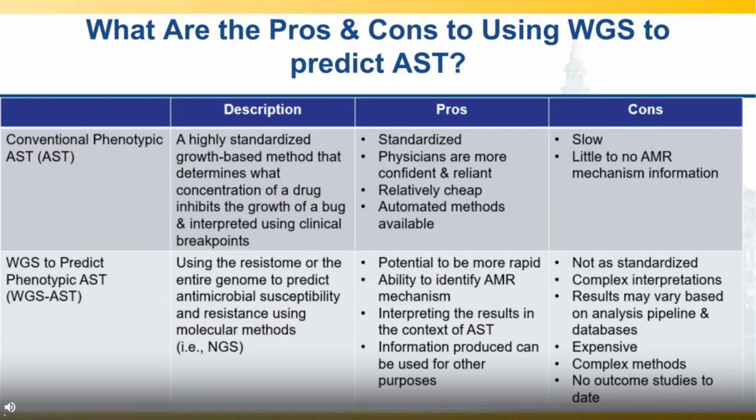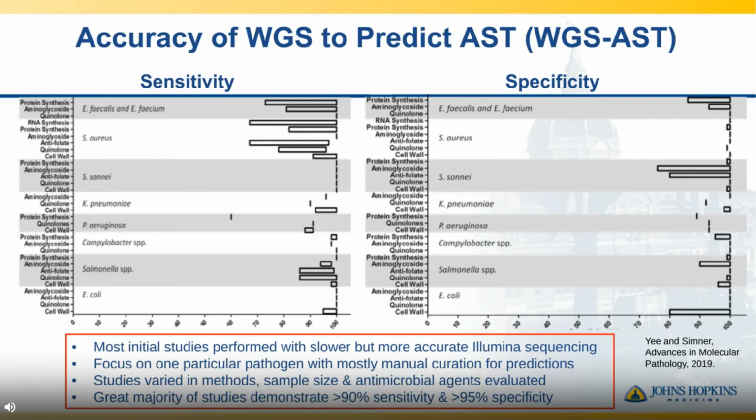But luckily, what we've seen in the literature to date is that whole genome sequencing to predict AST has pretty good accuracy. And here's just a summary of some of the studies that were performed. And most of these initial studies were performed with the slower but more accurate Illumina sequencing. So Illumina has shorter, high accuracy reads, but the sequencing run needs to be complete before you can analyze those results.